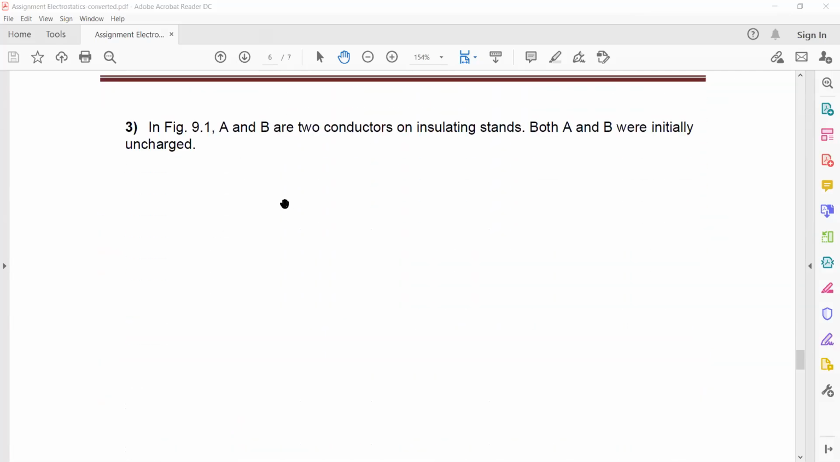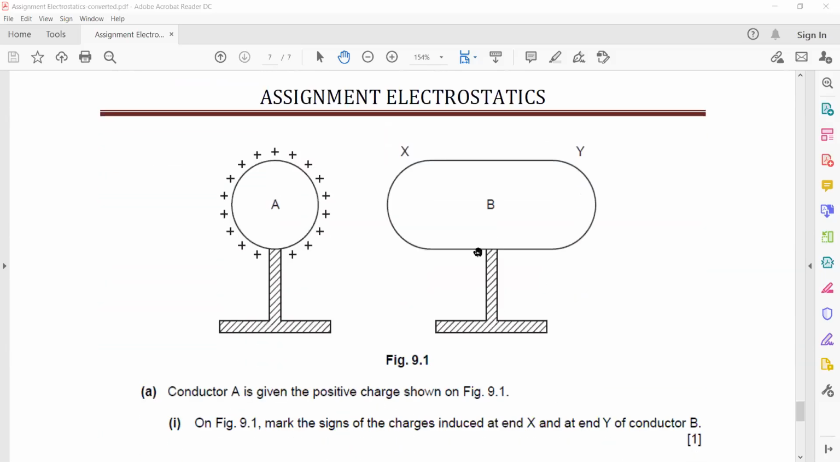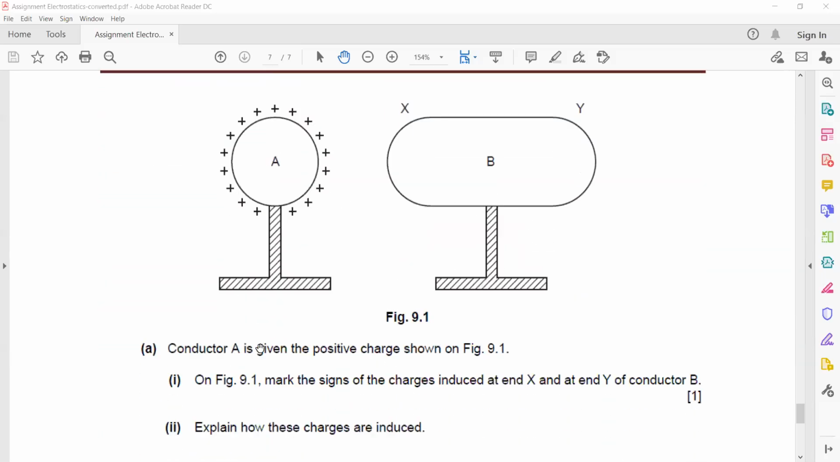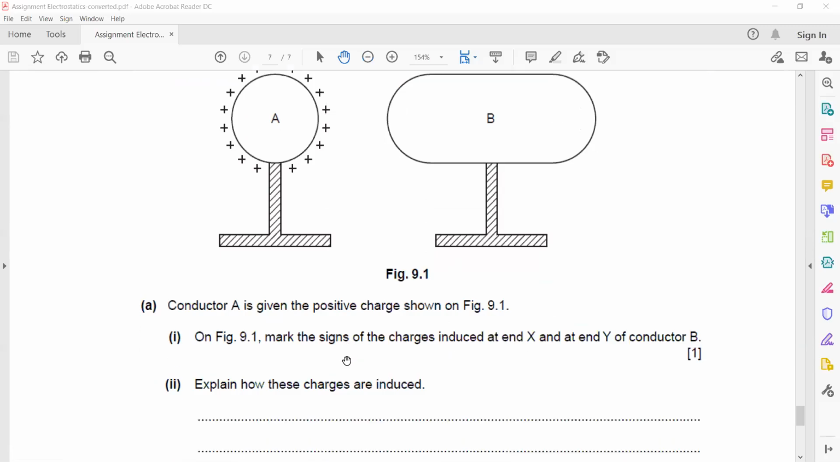In figure 9.1, A and B are two conductors on insulating stands. Both A and B are initially uncharged. So here they're uncharged, not charged. Conductor A is given a positive charge as shown in figure 9.1. On figure 9.1, mark the sign of the charge induced at X and induced at Y.